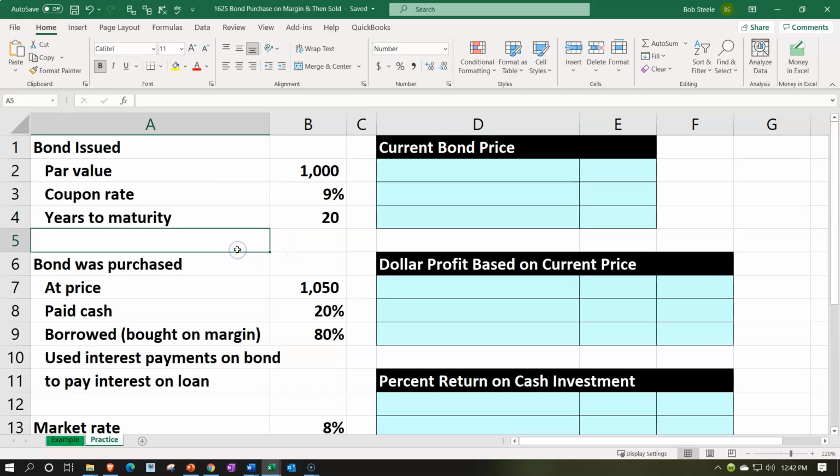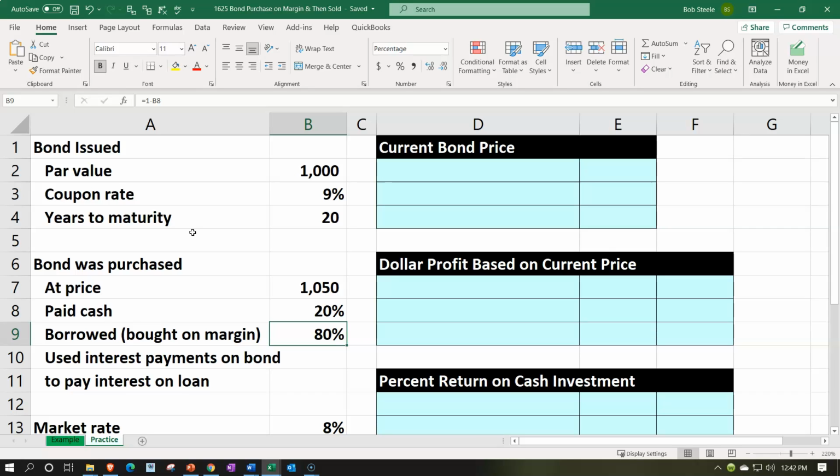We're going to say that the bond was issued at a par value of $1,000, coupon rate 9%, years to maturity 20. We're imagining that bond having been purchased at a price of $1,050, so purchased at a premium. The paid cash is 20%, so only 20% of the $1,050 purchase price was paid because the rest was bought on margin, in other words, borrowed. There was a borrowing of the 80% in order to pay the rest of the price.